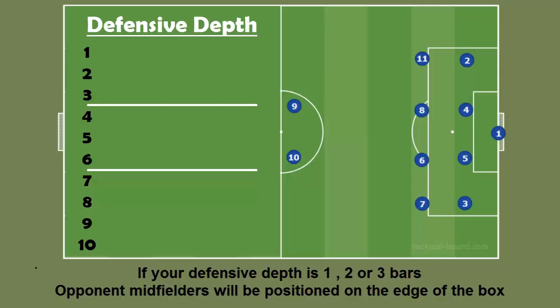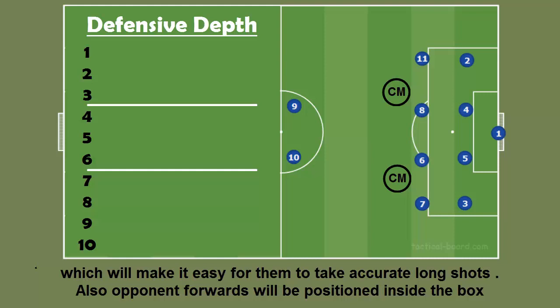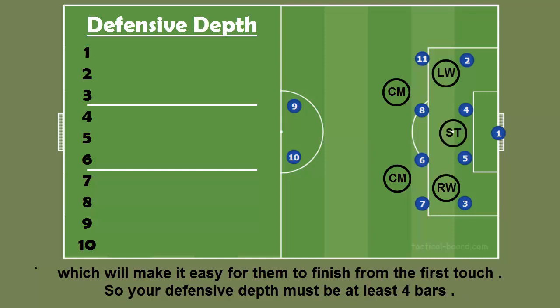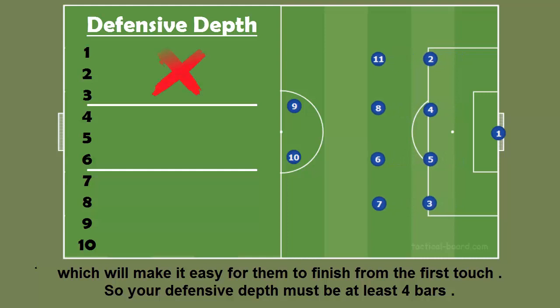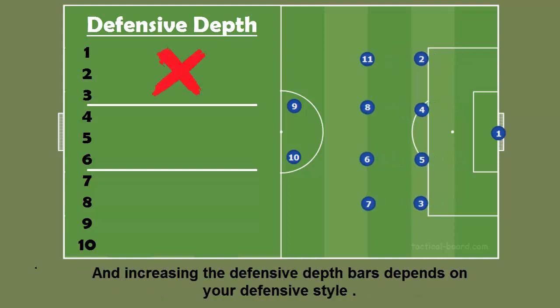If your defensive depth is 1, 2 or 3 bars, opponent midfielders will be positioned on the edge of the box, which will make it easy for them to take accurate long shots. Also, opponent forwards will be positioned inside the box, which will make it easy for them to finish from the first touch. So your defensive depth must be at least 4 bars. And increasing the defensive depth bars depends on your defensive style.